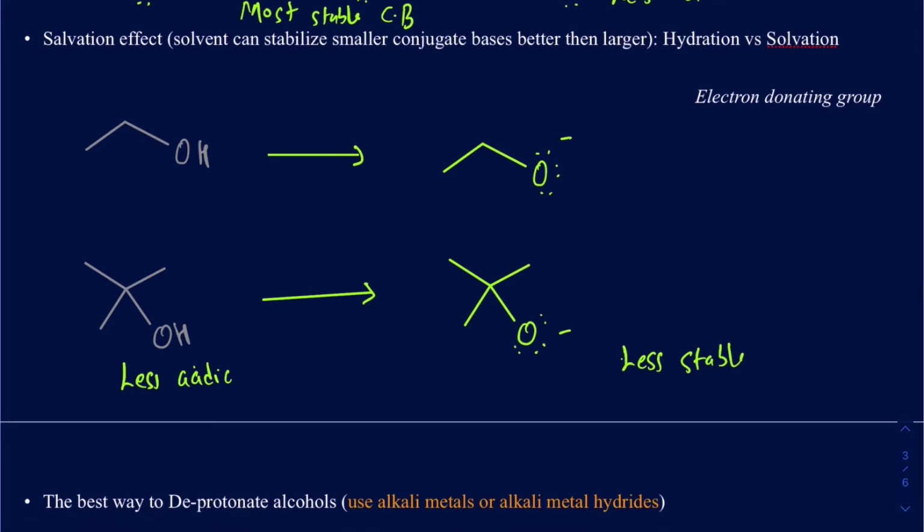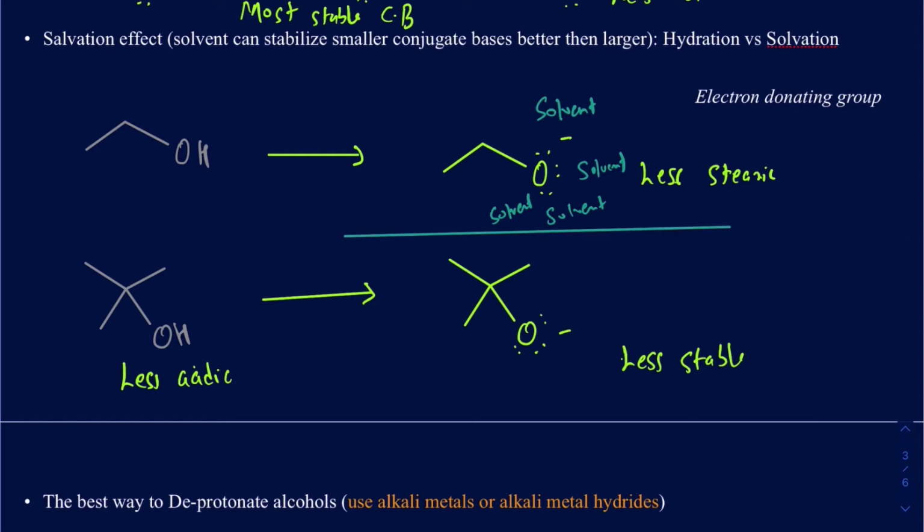What that really means, once this goes in to make the conjugate base, is I'm looking at how this conjugate base is going to be stabilized by your solvent. So since there is less steric hindrance in the case of the ethanol or ethoxide, you can say I can have multiple solvent molecules around it. I'm going to draw a line here so that you can see the effect. But when I'm looking at the second one, I don't really have much room here to put a lot of solvent molecules.